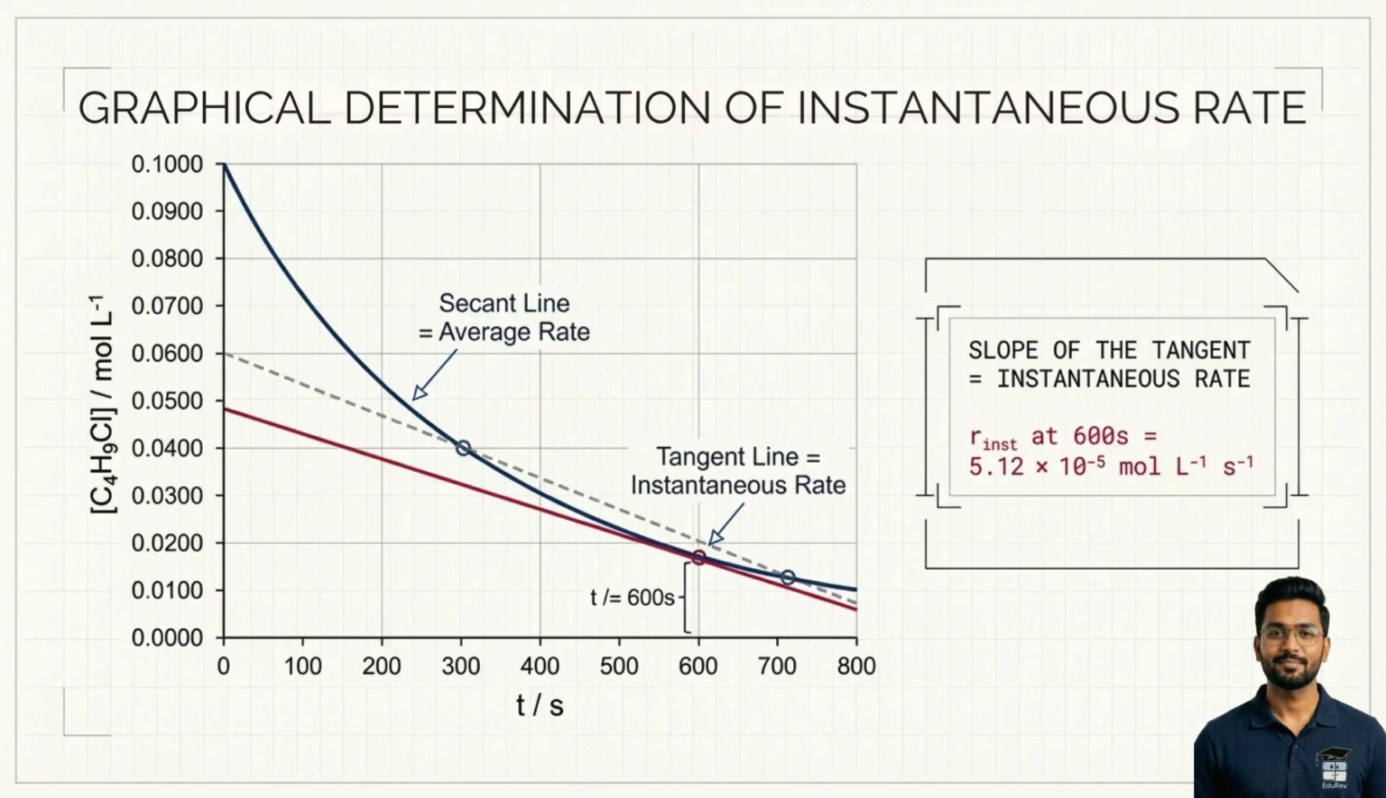The graphical method makes the idea concrete. On a concentration time graph, the slope of the tangent at any point gives the instantaneous rate. The secant line gives the average rate. In the example shown, the tangent at around 600 seconds gives the instantaneous rate value. This is one of those places where the graph is not decoration. The graph is the answer.